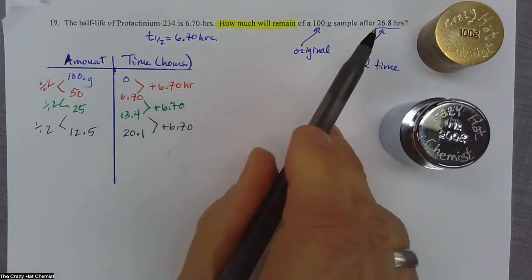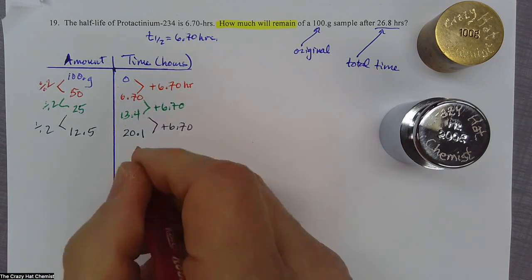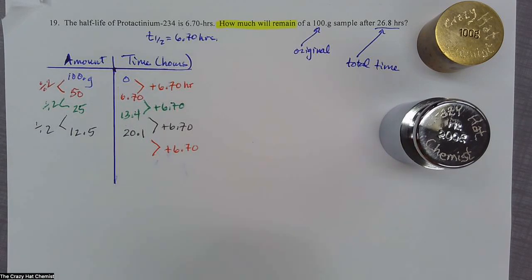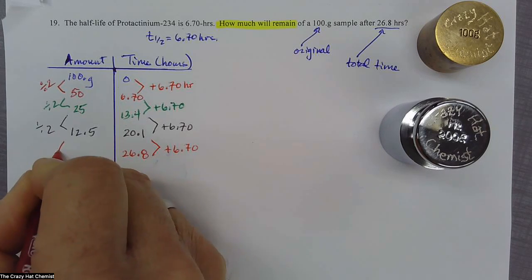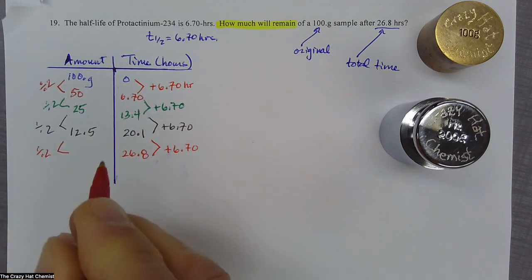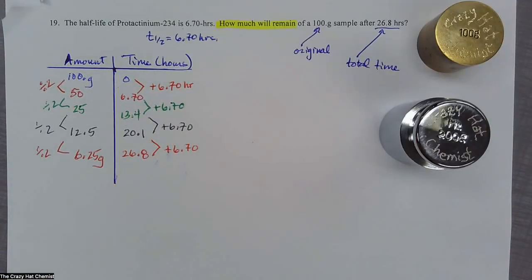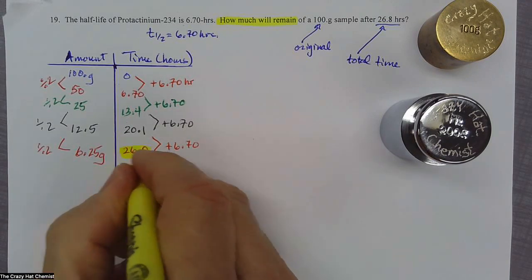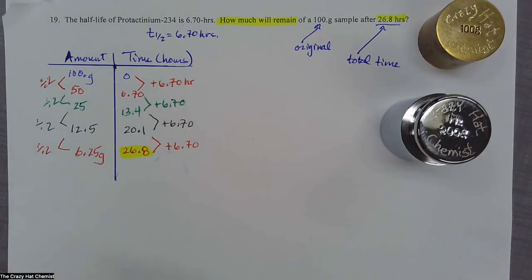So 20.1 is not equal to 26.8, so I need to continue on. I'm going to add the 6.70 hours and I will get 26.8. And then I'm going to again divide by 2, and I will get 6.25, and this is grams. So it just so happens that we have finally made it. We have hit the 26.8-hour time frame, and how much will remain is 6.25 grams.